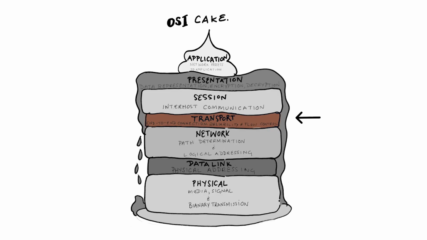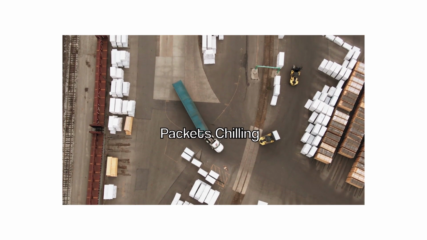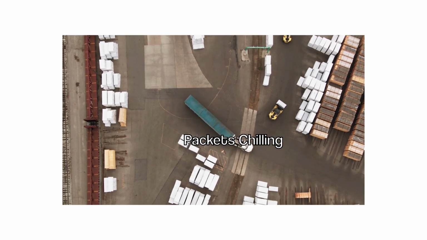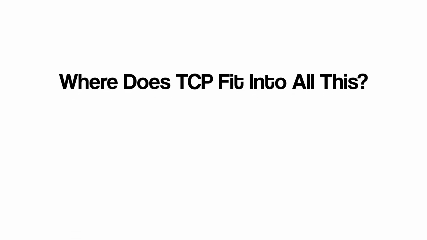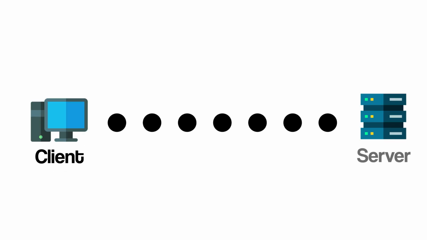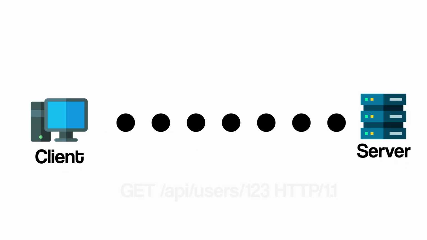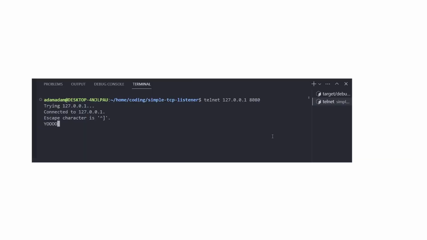And finally, we've reached layer 4, the transport layer, the most important layer to us today. The transport layer manages the actual transfer of data between systems. Think of it like delivering the cake to the right location. So where does TCP fit into all this? TCP stands for Transmission Control Protocol. Creating TCP sockets is how web servers are able to listen to incoming requests. Enough talk, let's get programming.